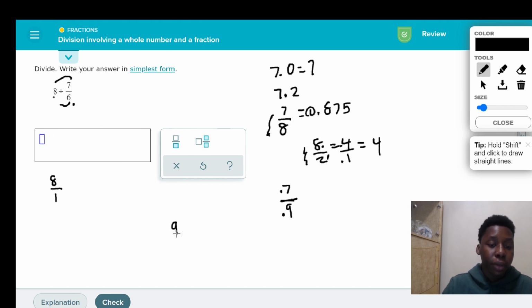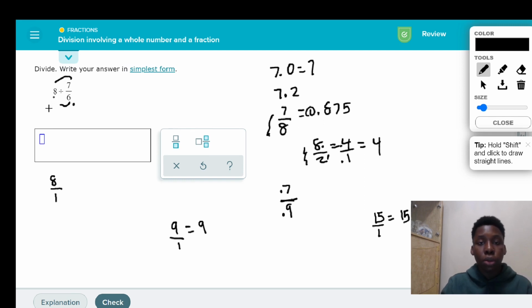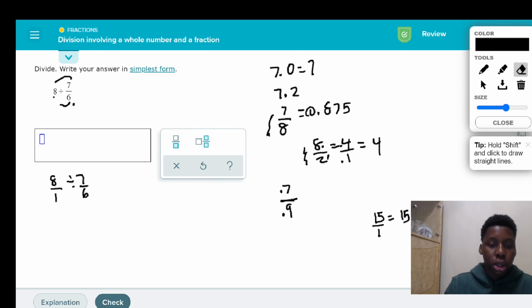So if you have 9, 9 divided by 1 equals 9. If you have 15, 15 divided by 1 equals 15. So as long as we put divided by 1, we're good. It doesn't really matter about anything. Okay, so we got 8 divided by 1 here. I just want to put that out so we'll have a better approach when we're simplifying this stuff. So we have 8 divided by 1 divided by 7 over 6.